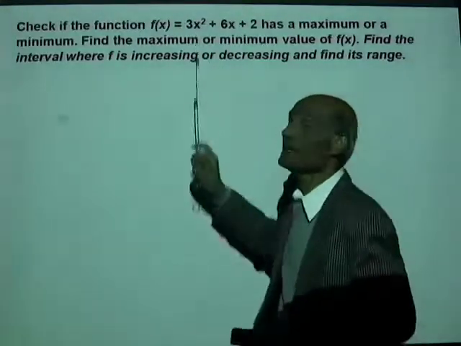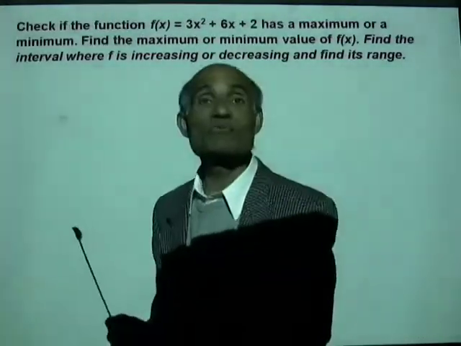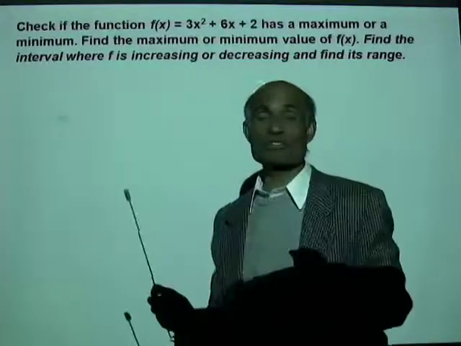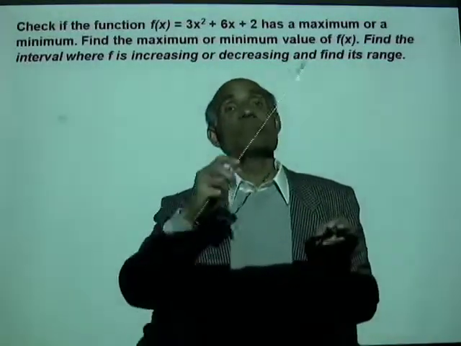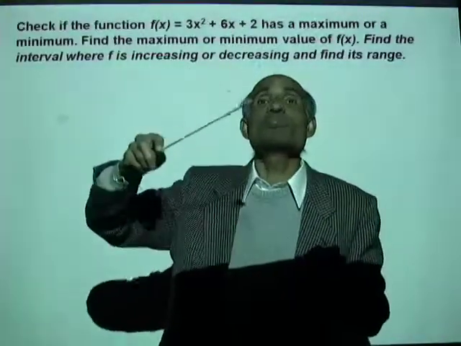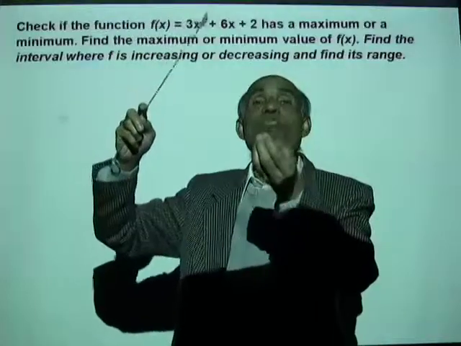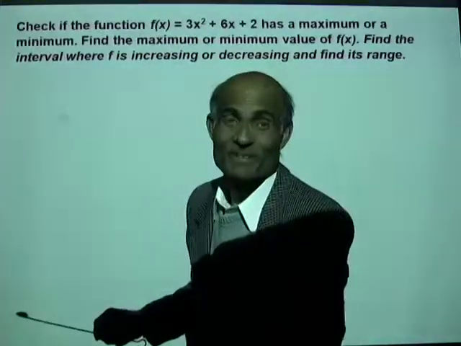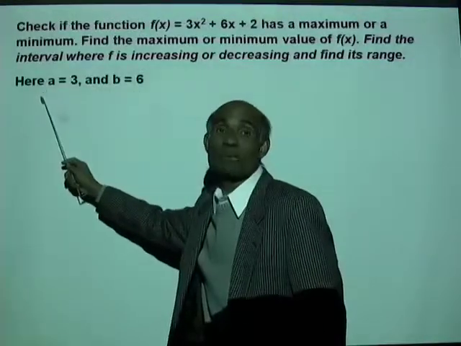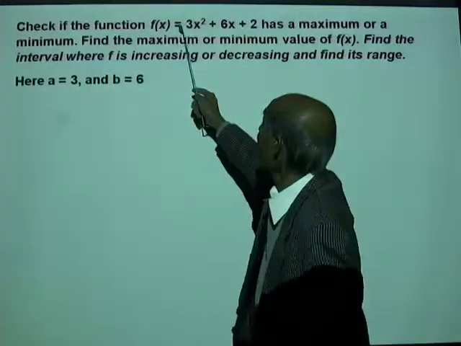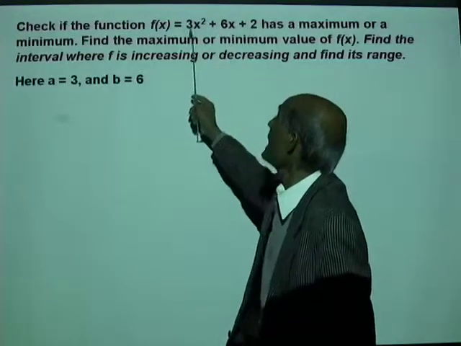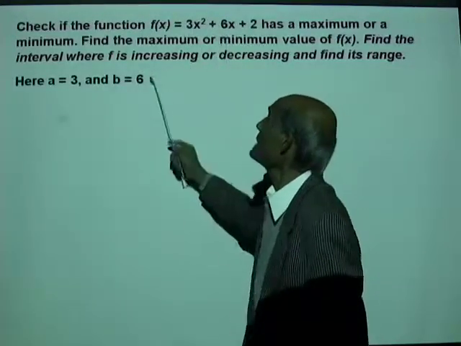Well, you can tell me by looking at this whether it will have a maximum or a minimum. A is positive. A is positive means the parabola opens up. If the parabola opens up, will it have a maximum or a minimum? It has a minimum. Alright, let's pick the data. Here we have f of x is 3x squared plus 6x plus 2, a equal to 3, b equal to 6.